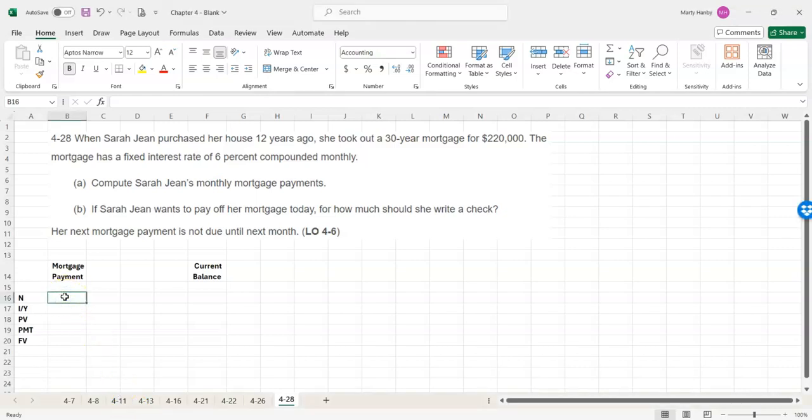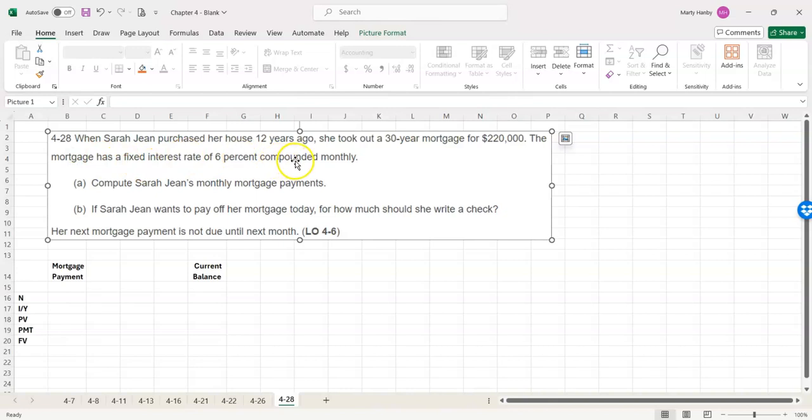Okay, in this problem, we're going to calculate a mortgage payment and then the balance after a period of time. So this is problem 28 from chapter 4 of CFIN7. When Sarah Jean purchased her house 12 years ago, she took out a 30-year mortgage for $220,000. The mortgage has a fixed interest rate of 6% compounded monthly.